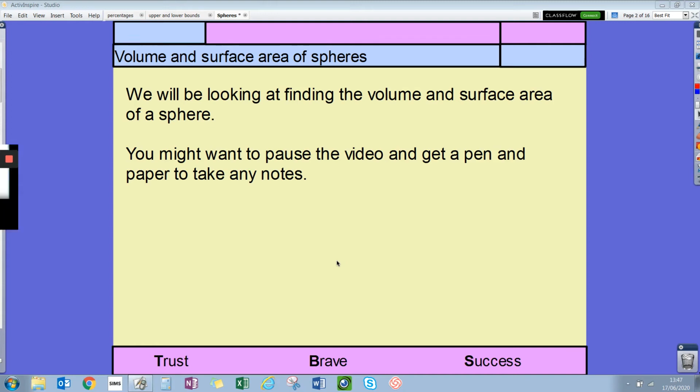Hi everybody, today we're going to be looking at finding the volume and surface area of a sphere. You might want to pause here to grab yourself a pen and paper to take any notes, and then we'll get started.